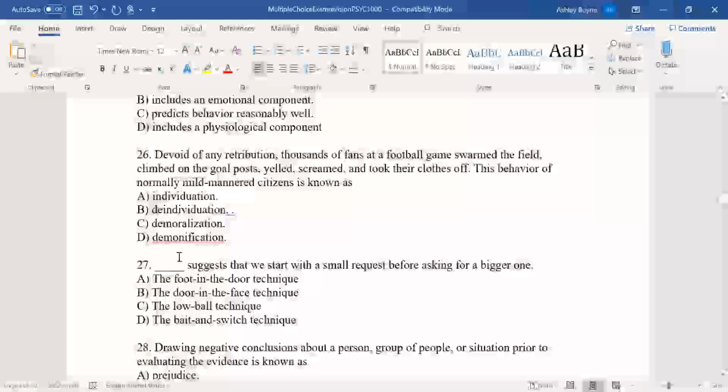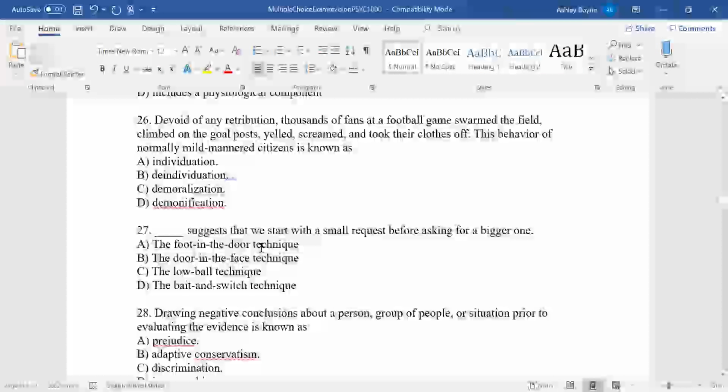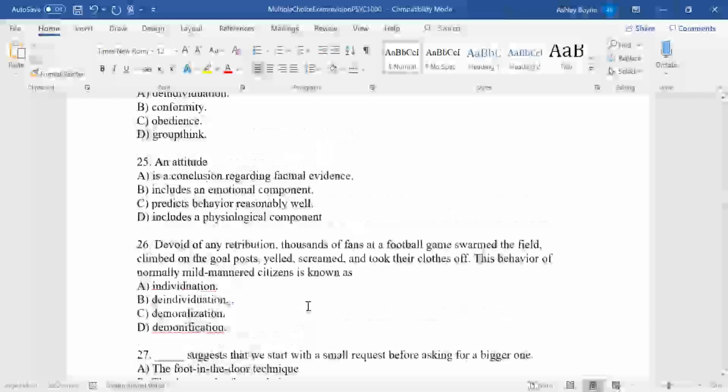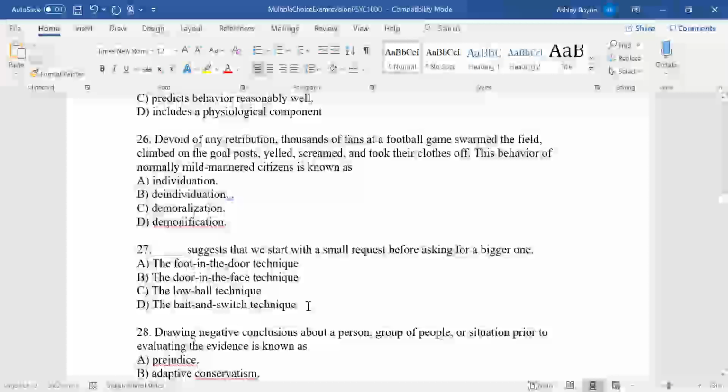Right, so moving on to 23. So the difference between conformity and obedience is A, conformity is influence from peers or colleagues, and obedience is influence from authority. B, conformity occurs to most anything, while obedience is unquestioning devotion to a single cause. C, conformity is the result of inoculation, while obedience is the result of fear. And D, non-existent. There is no difference.